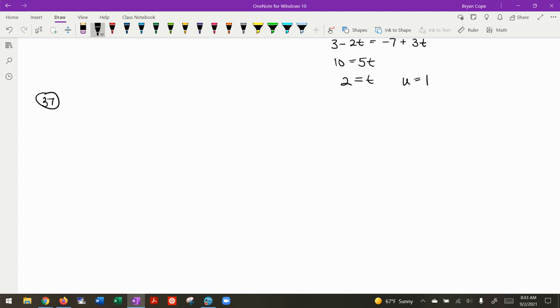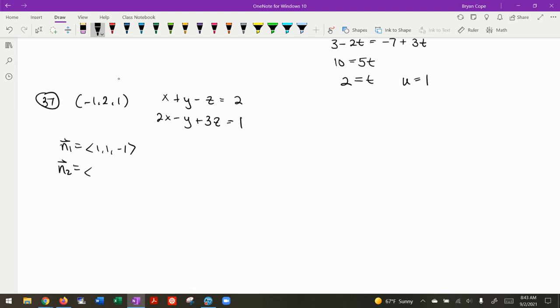37 asks us to find the equation of the plane that passes through the point negative 1, 2, 1, and contains the line of intersection of the planes x plus y minus z equals 2 and 2x minus y plus 3z equals 1. Okay, so let's find the line of intersection of those two planes. To do that, I'm going to take the cross product of the two normal vectors. So normal vector 1 is 1, 1, negative 1, and normal vector 2 is 2, negative 1, 3.